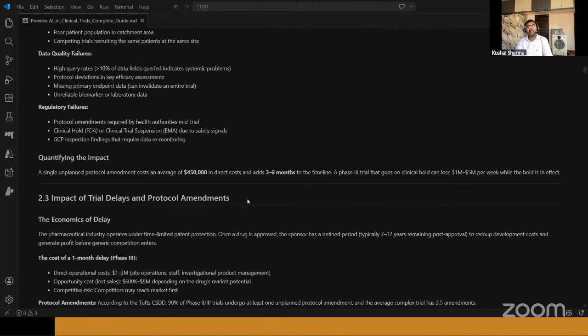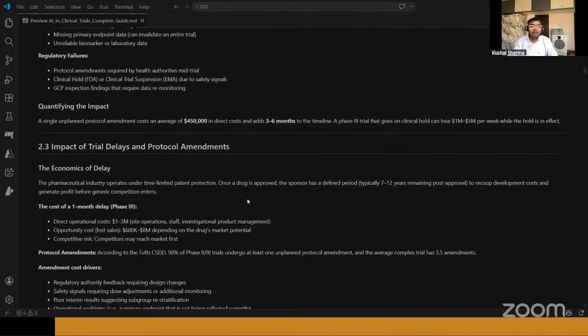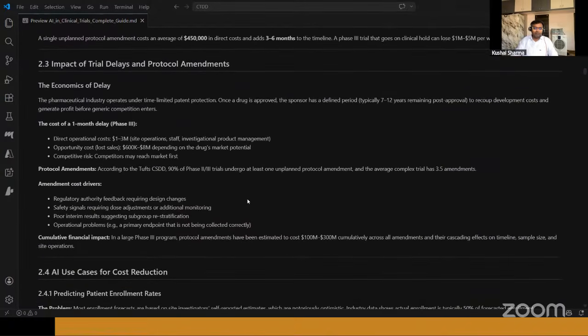A single unplanned protocol amendment costs an average of $450,000 in direct cost and adds 3 to 6 months to the timeline. A phase 3 trial that goes on clinical hold can lose $1 million to $5 million per week while the hold is in effect. Next section is the impact of trial delays and protocol amendments. Okay, and then we will go for the AI use cases after that.